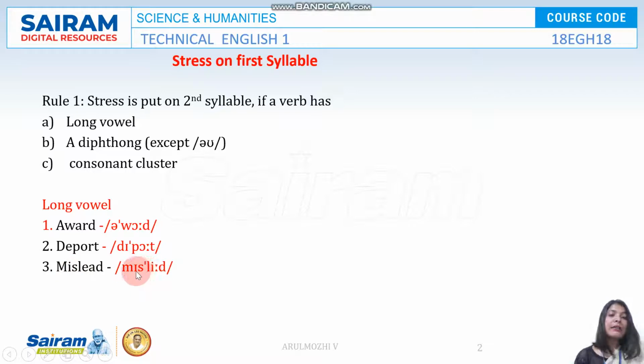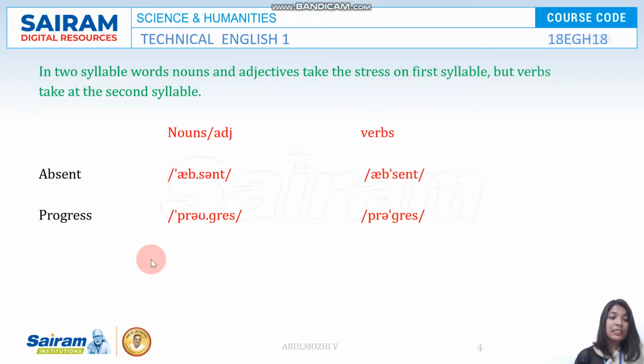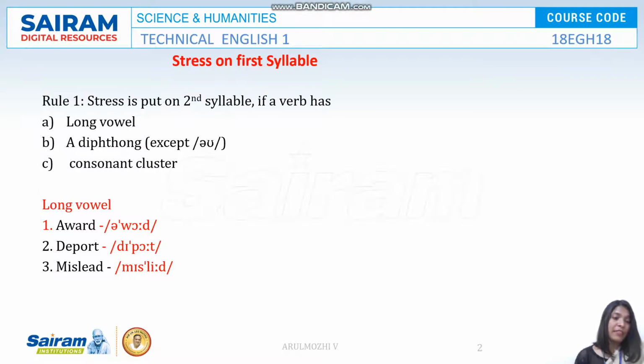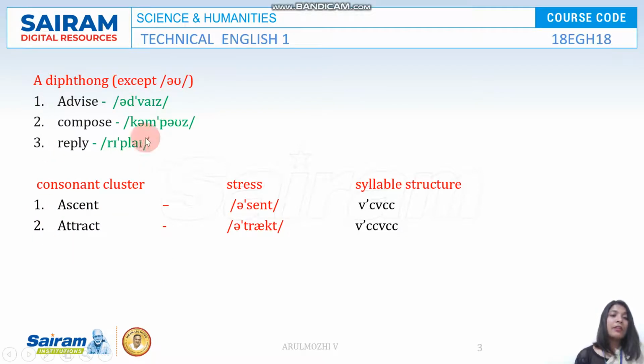Mislead. Here, mis has a small vowel sound, but lead is a long vowel sound. So we stress lead. Okay. And also keep one thing in mind, whenever we have prefixes or suffixes, those prefixes are never stressed. Look at this. A is a prefix, d is a prefix, mis is a prefix. We don't stress a prefix or suffix at all. Now, diphthongs are stressed. Whenever you have a diphthong in a syllable, that syllable is stressed.